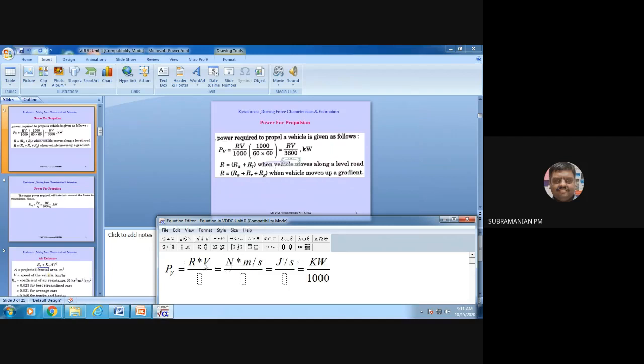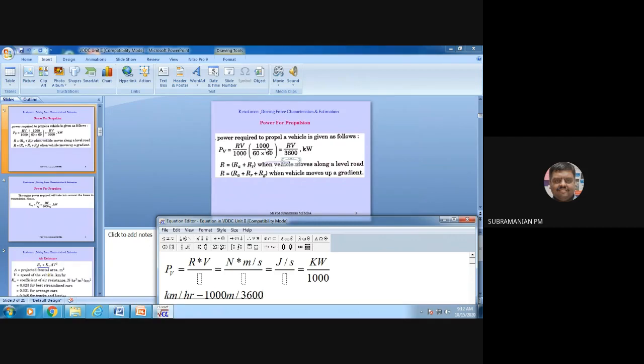So, for converting kilometer per hour to meter per second, the input will be kilometer per hour. Listen carefully. I will be substituting V not in meter per second, I will be substituting in kilometer per hour. So convert kilometer into meter: 1000 meter. And hour? 3600 seconds, that is 60 into 60. So I am substituting V as kilometer per hour, and I have to convert that into meter per second. Then only I will be getting watt. The watt divided by 1000 is kilowatt.